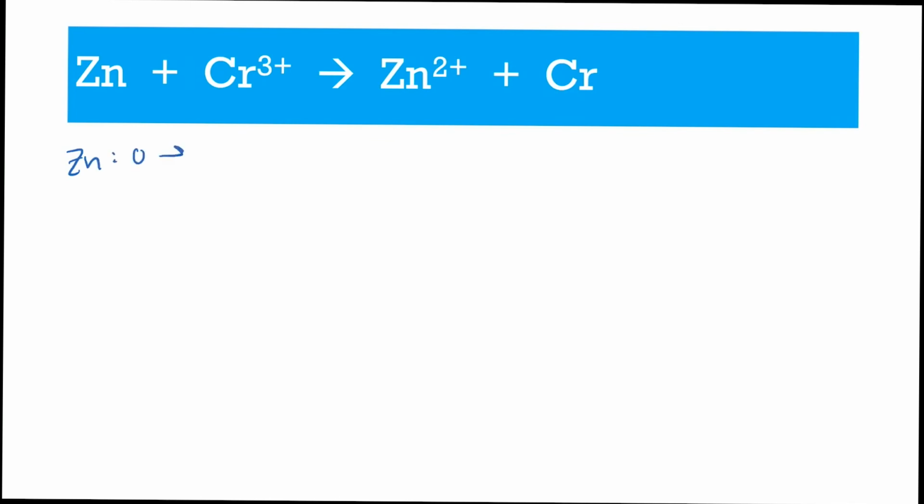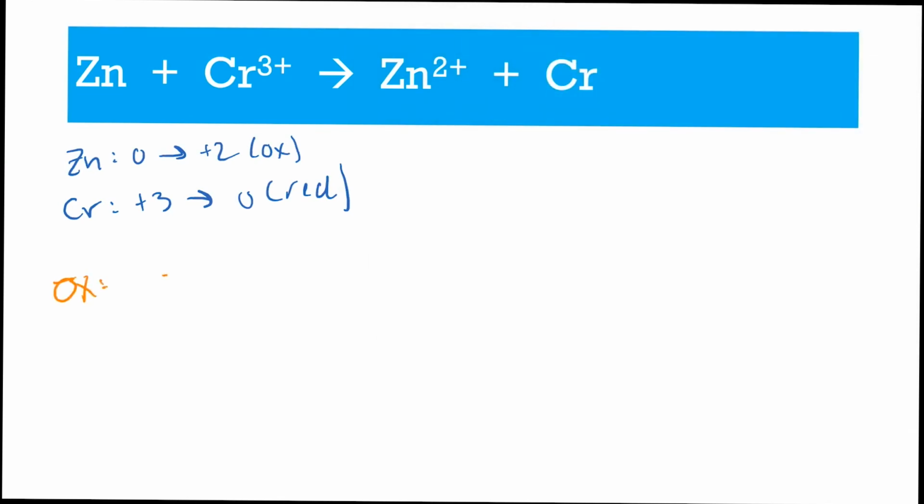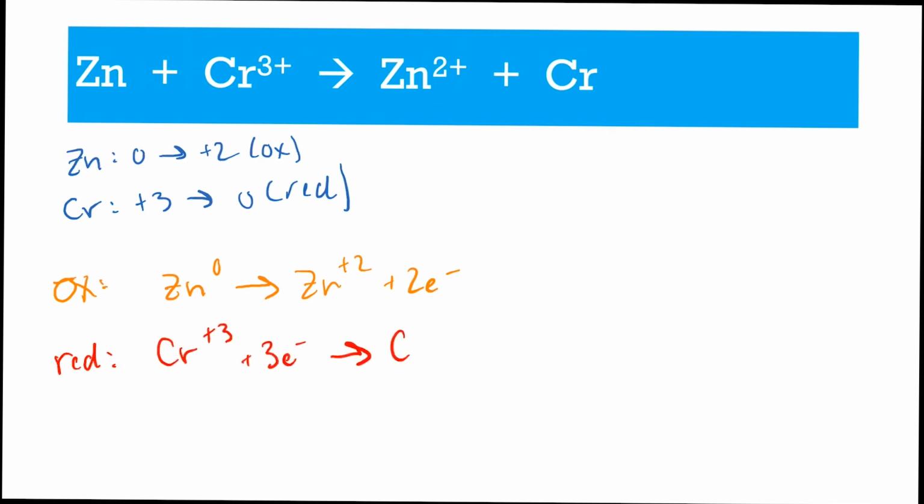Zinc is going from 0 to plus 2, means it's oxidized. Chromium is going from plus 3 to 0. That is being reduced. So, for zinc, our oxidation reaction looks like this, with your 2 electrons as your product. And your reduction reaction looks like Cr0, like that. Now, major problem, which isn't really a problem, is that we have 2 electrons here and 3 electrons here. So that means both reactions need to be balanced.